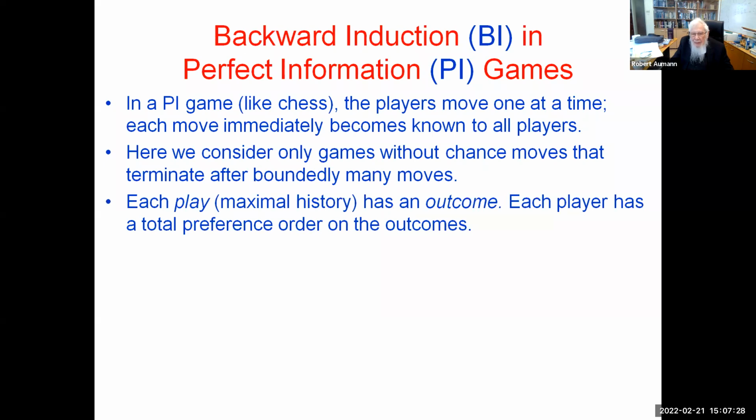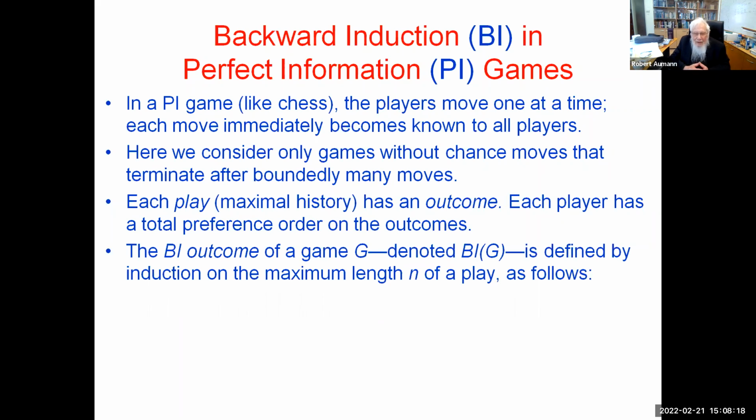Each play, which is a maximal history in the game, has an outcome. Like in chess, there are three outcomes: either black wins or white wins, or it's a draw. We have many billions and billions of plays, but we have only three outcomes. And each player has a total preference order on the outcomes. So for white, he prefers winning to a draw to losing. Now, black also prefers winning to a draw to losing, but those are different outcomes.